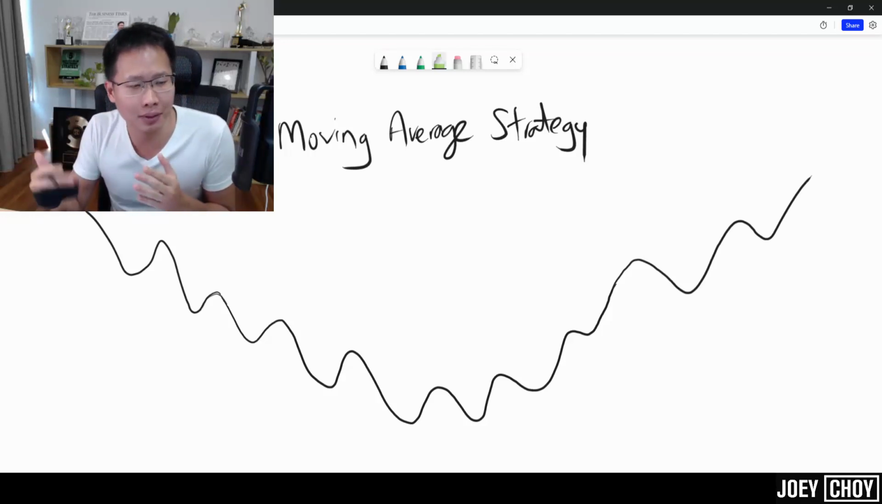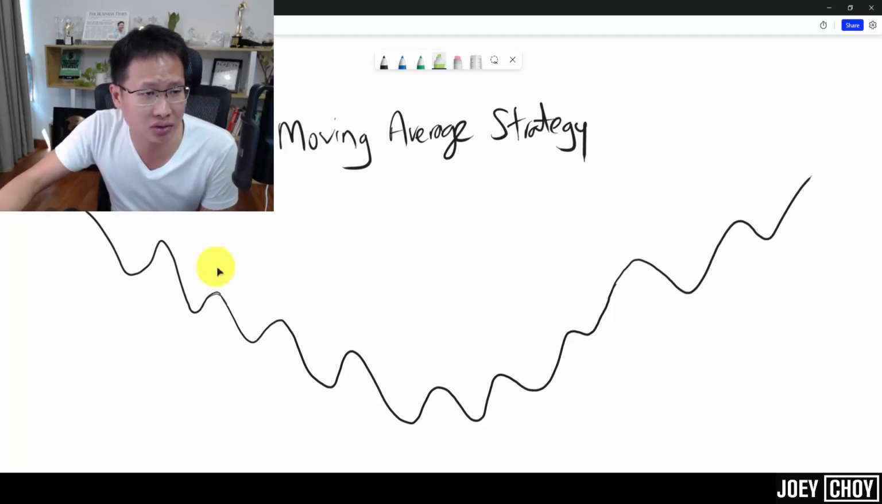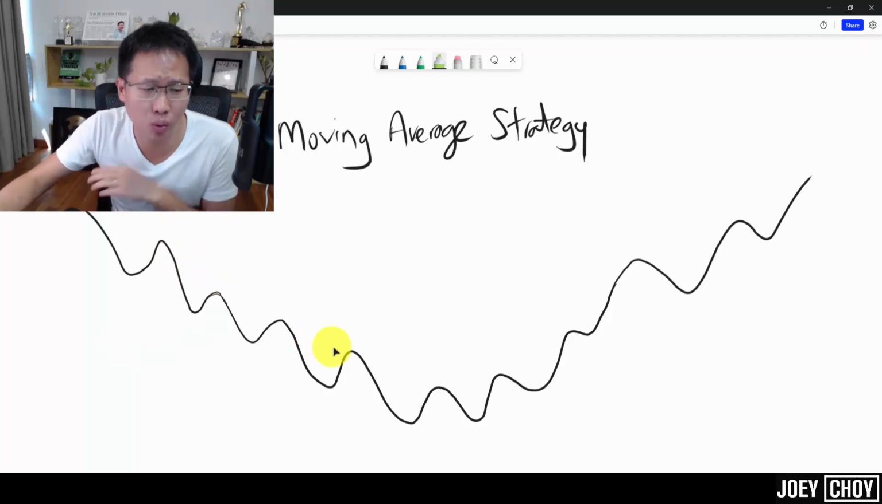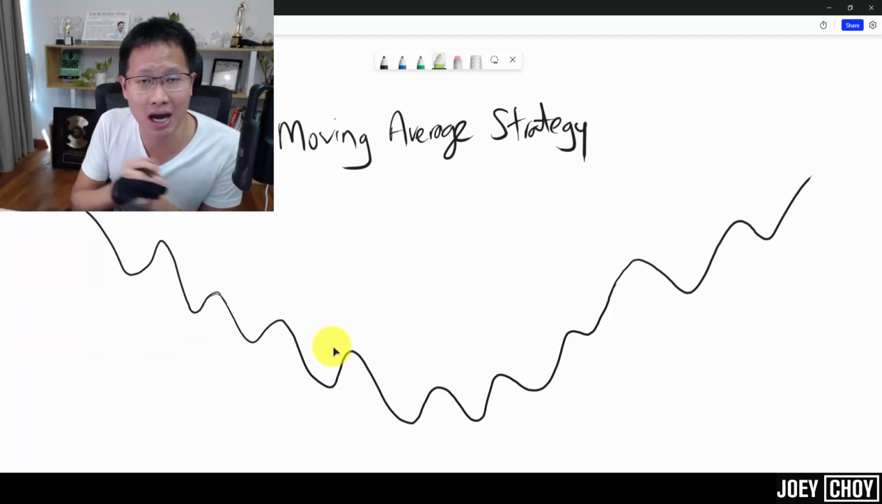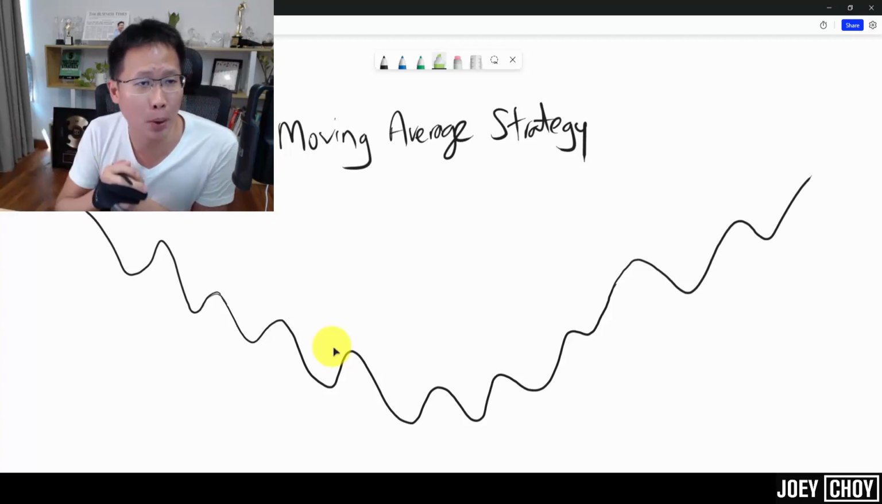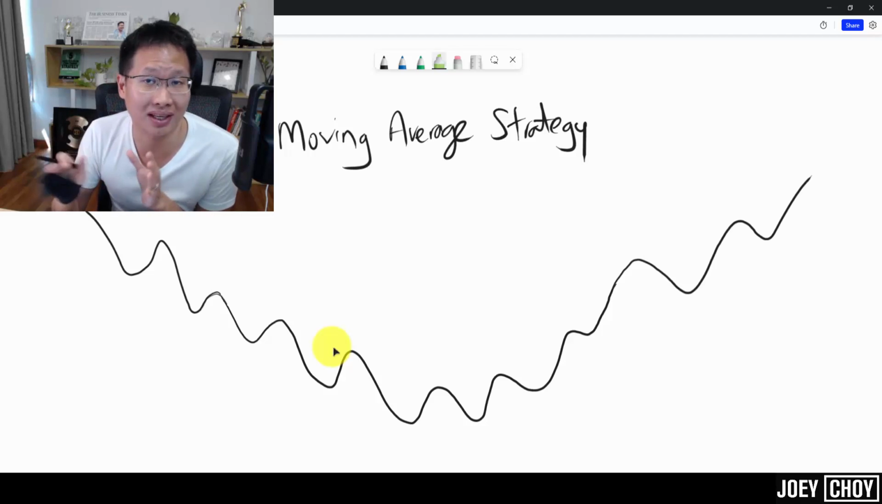Most of the time, people will be thinking about buying because it is cheap. So people tend to buy in a downtrend. Why? Because we like cheap things. We like to buy things at a discount. We like to go to a bargain store and grab things cheap. But we don't want to do that in the stock market.